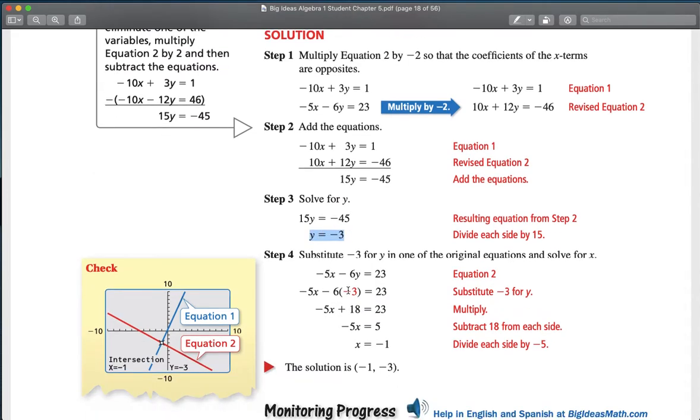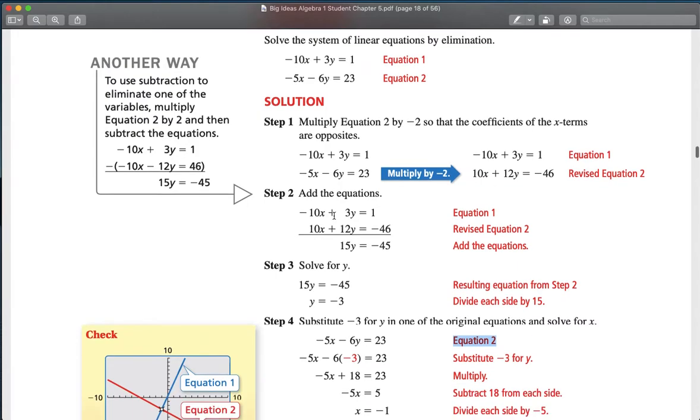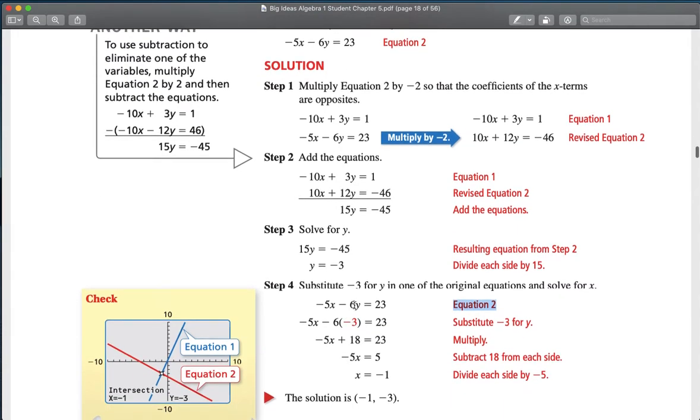Now, they decided to substitute -3 back into equation 2. Again, it also works if you substitute y into equation 1. You have a choice, and that choice will always make sense, right? So you substitute -3 back into equation 2. You replace the y with -3. Negative times negative becomes a positive, so you get positive 18. Now you get this new equation, right? So you get the following.